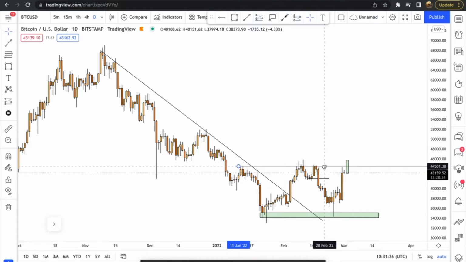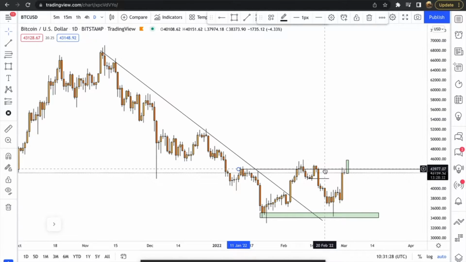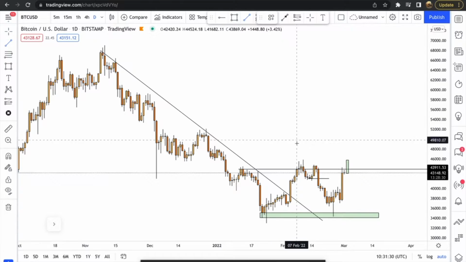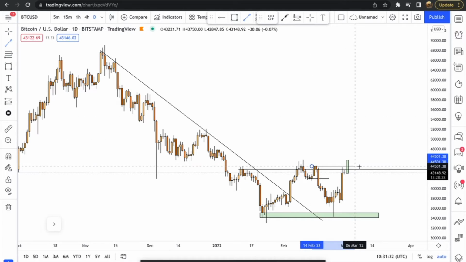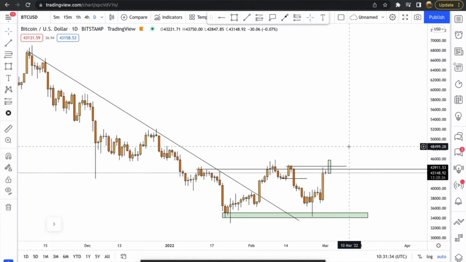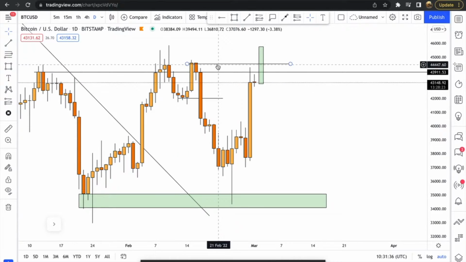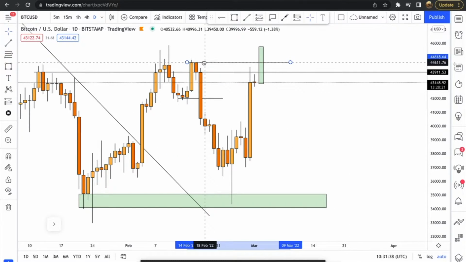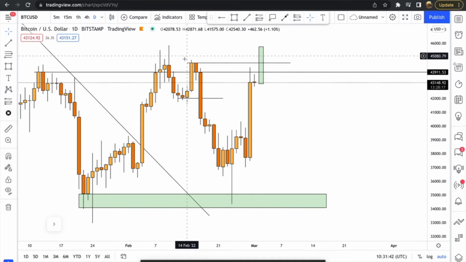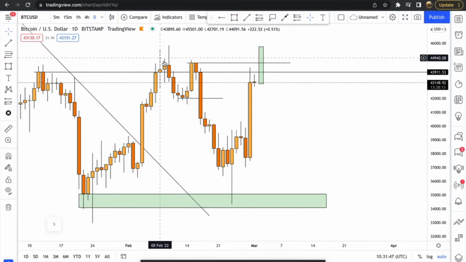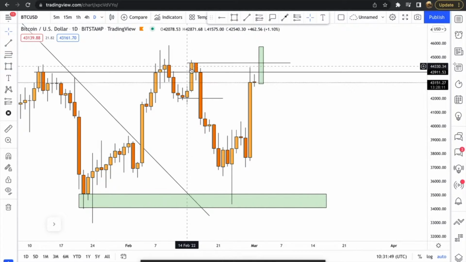Preferably, I'll leave that there. But what I would like to see is a break and close above this level here, simply because this is the highest candle close, like the body close. I'm not taking into consideration the wicks, just the bodies of the candle.